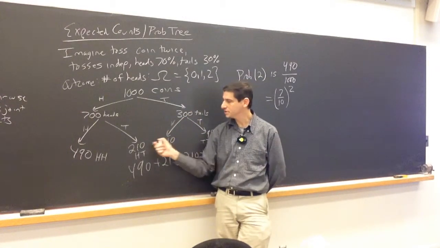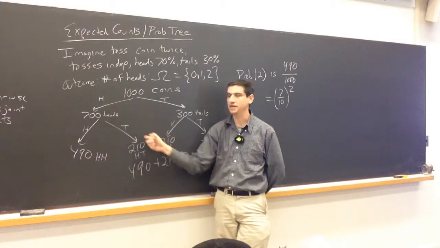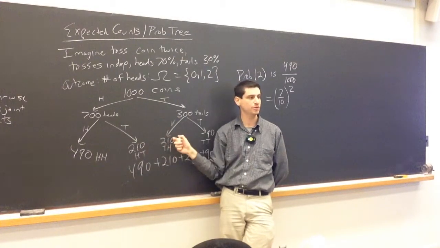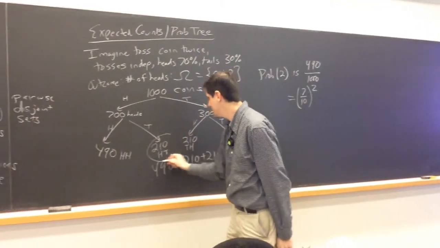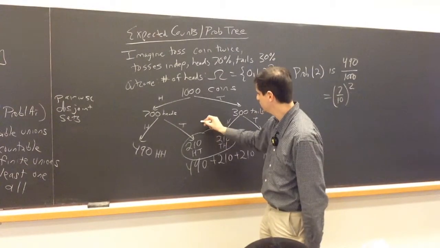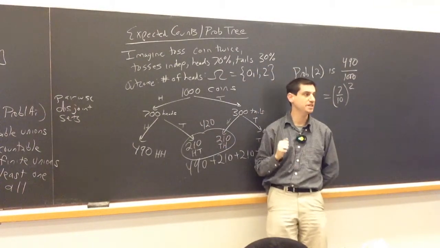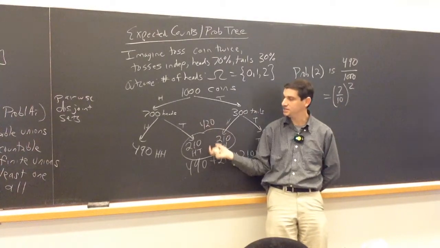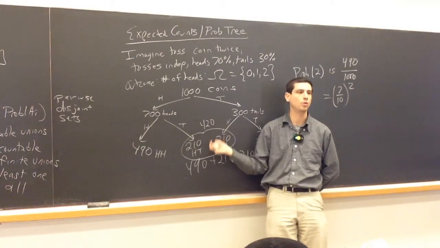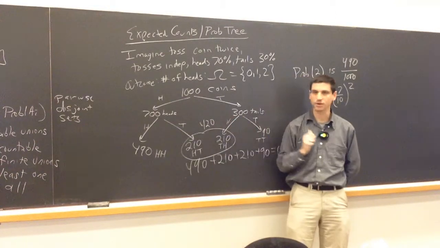And then the question becomes, how many ways can I end up with a head and tail? This is where the binomial coefficients come into play. I can really take this and I can replace this with a 420. Because I don't care if it's head, tail, or tail, head. I just care that these are the ones that have only one head. And what's really lurking here is binomial coefficients.